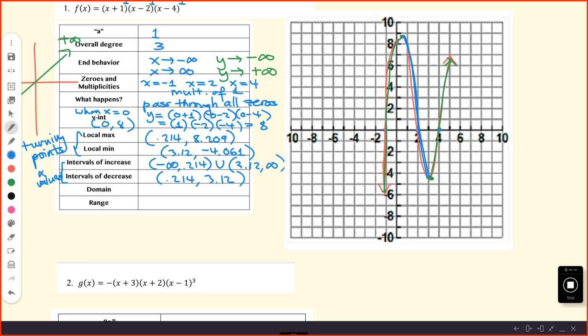Now, what's the domain of this? Negative infinity, positive infinity for both. For both domain and range, yes.